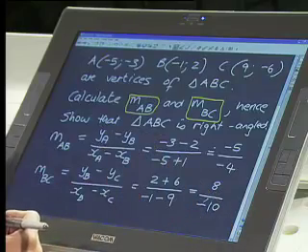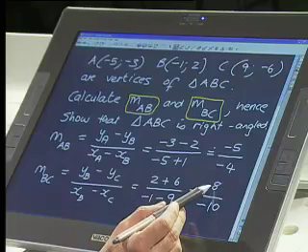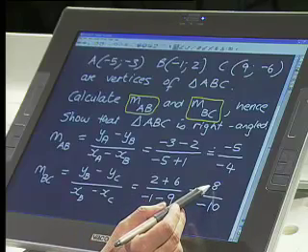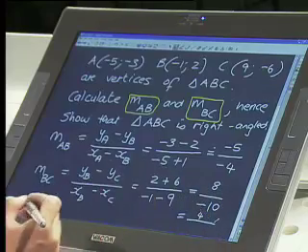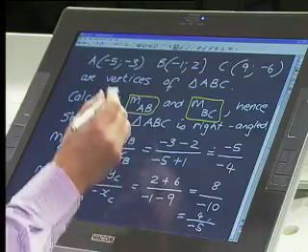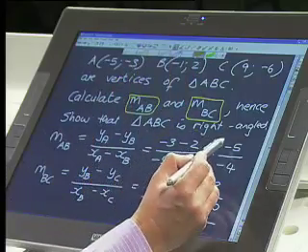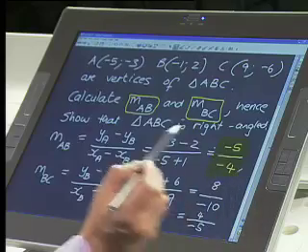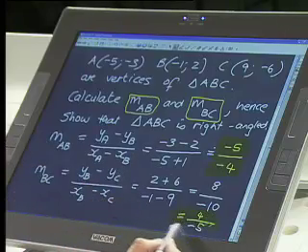And we can simplify that further. The number 2 goes into 8 four times, and the number 2 goes into -10 five times. So the one calculation gave us the answer of -5 over -4, and we know that minus over minus is positive. The other calculation gave us the answer of 4 over -5.